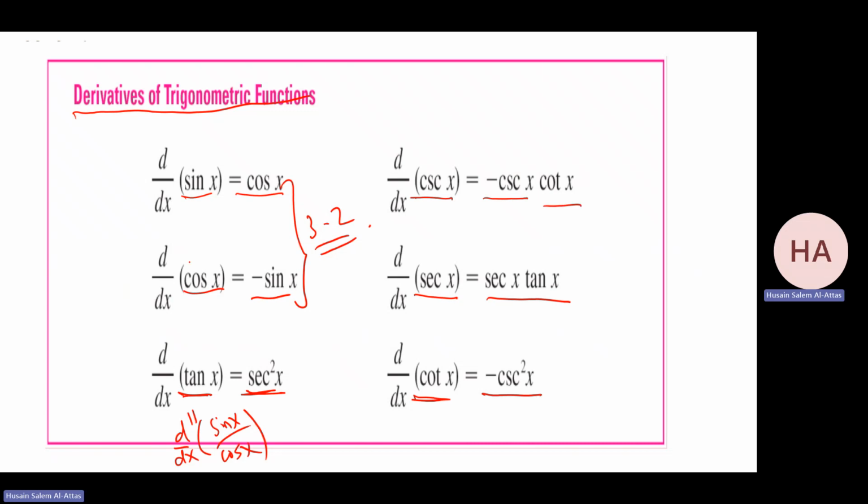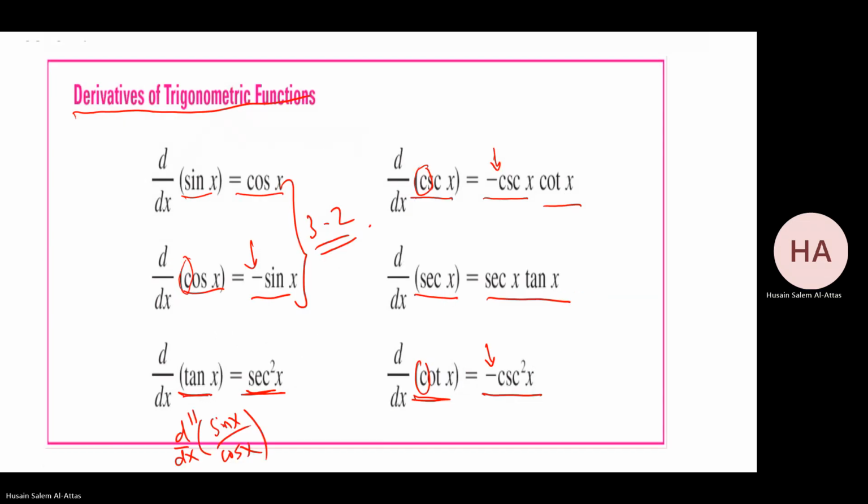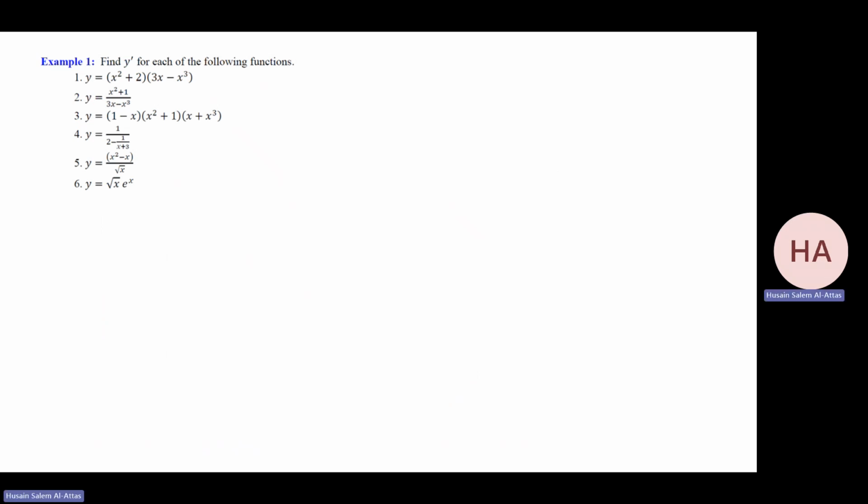Just something, maybe if you notice, the ones that start with c have a minus sign. The others don't have a minus sign. Just easy to remember. This is mainly what we have in this section. Just the formulas: product rule, quotient rule. Also this special formula where the numerator is only 1. And then we apply this to the trig functions. So I have these 6 derivatives for the trig functions. Now let us solve some problems.